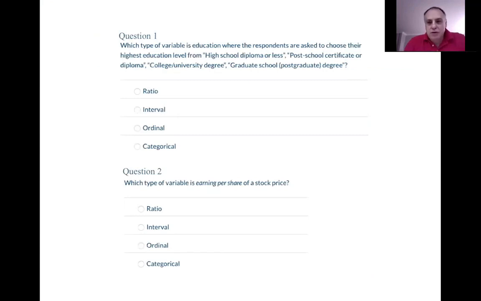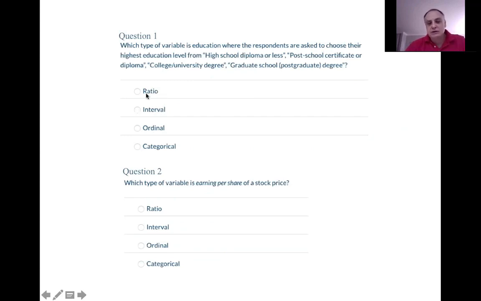I'm just going to take you through your quiz for those of you who just want to go over the quiz again. I'll take you through the questions and explain the answers in case you weren't sure of what they were. The first question was, which type of variable is education, where the respondent is asked to choose their highest education level? And you had to say which one of these it was.